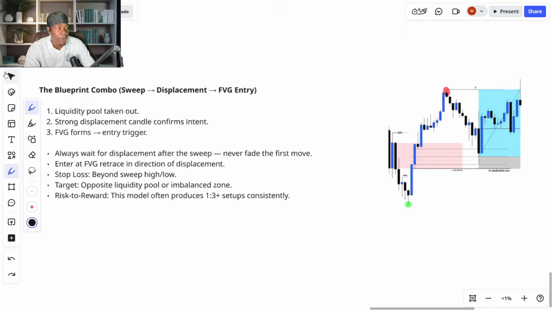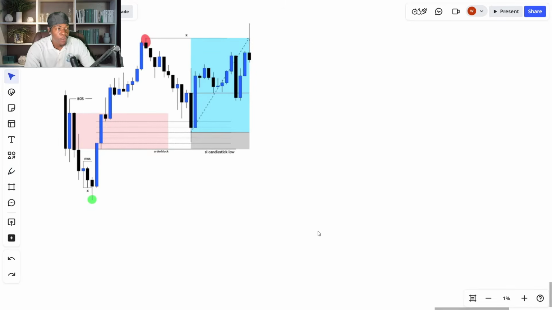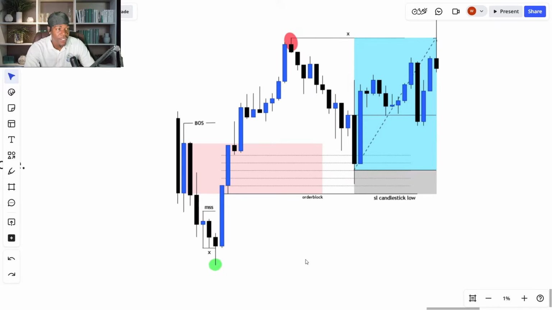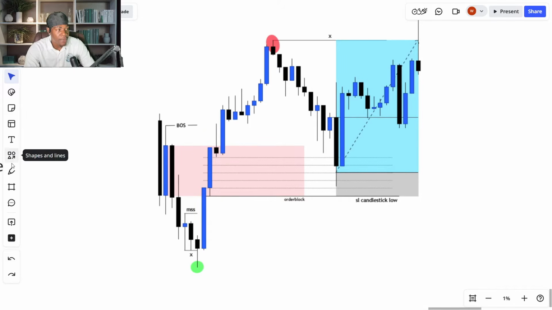Let's look at this example right here. This was a beautiful trade right here, right? This is the strategy in action. Let's go right here. First, we see that price pushed down lower and gave us a liquidity sweep of these equal lows. Then price extended higher, this market structure shift.